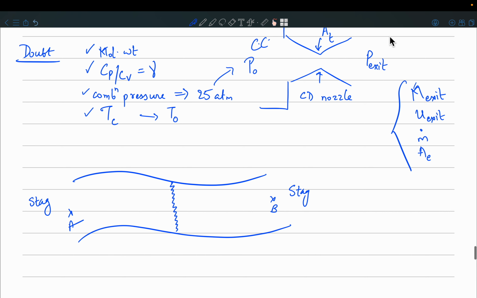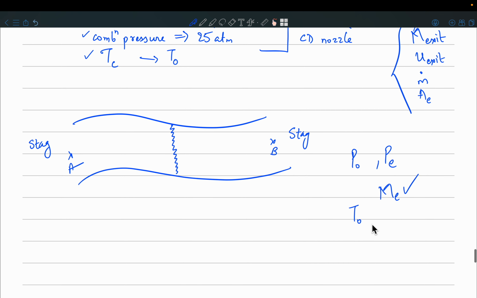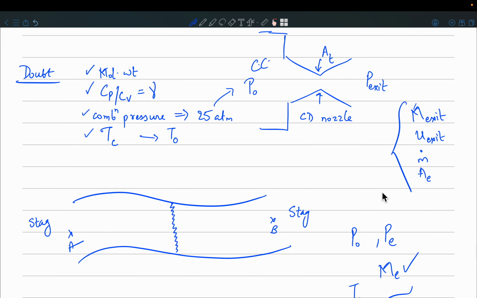Okay, so now what did you do? You had P naught and you had P exit, so you can find M exit. Now the moment you have M exit and you also had T naught, so using T naught and M exit, you can find T exit. What was P naught? P naught was equal to your pressure in the combustion chamber, which is given, right? And P exit also you said is given. No, that is fine. I mean, those are values. I'm just telling you the method.